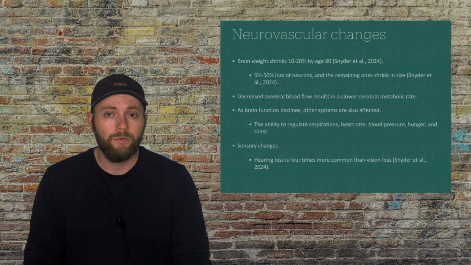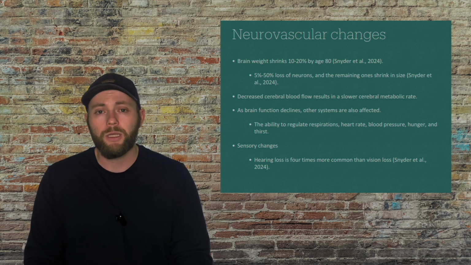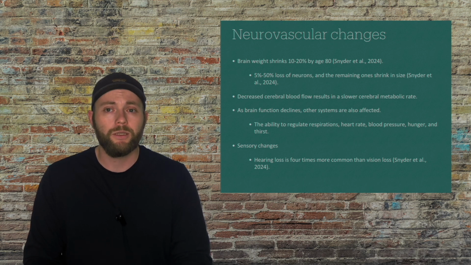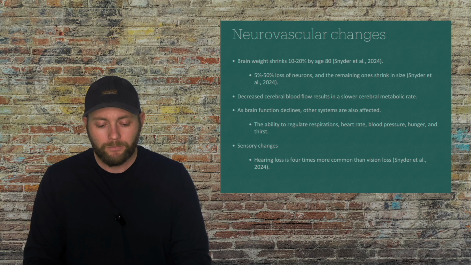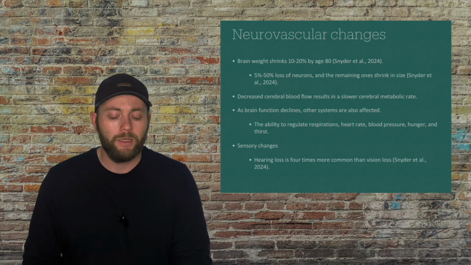Decreased cerebral blood flow, largely a result of atherosclerosis, leads to a slower metabolic rate. This can present as changes on a neurological exam and cause an elderly patient to respond slower and have decreased reflexes. A decrease in reflexes in an older patient can lead to an inability to protect themselves in times of distress. As brain function declines, other systems are also affected.